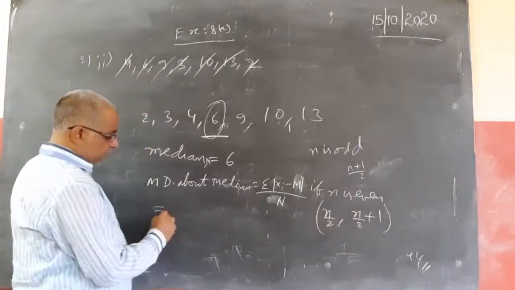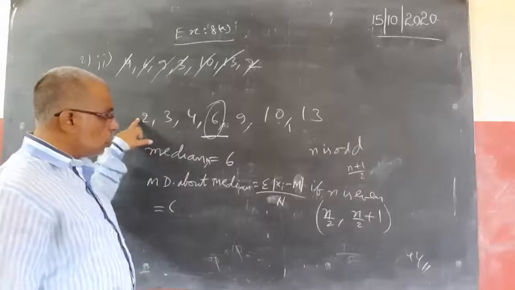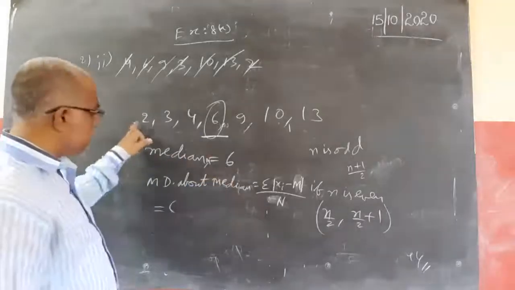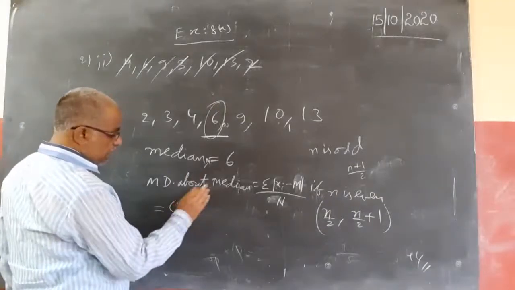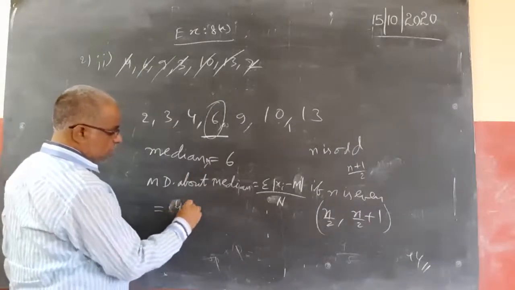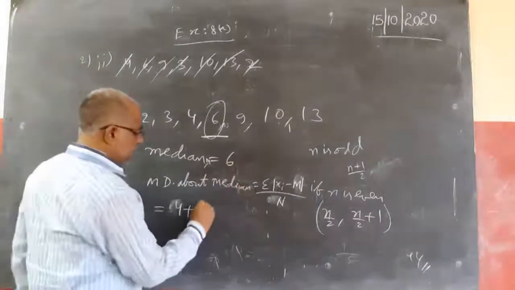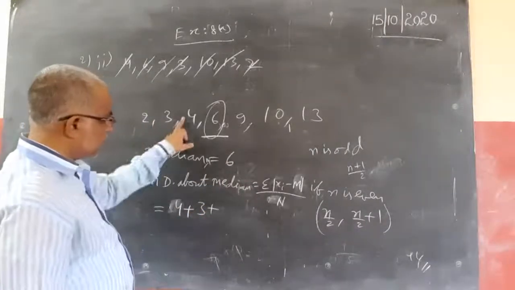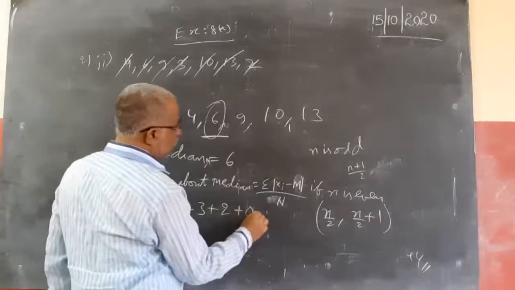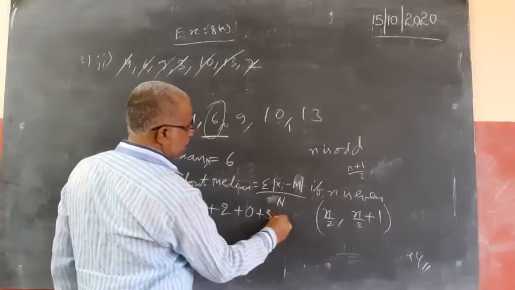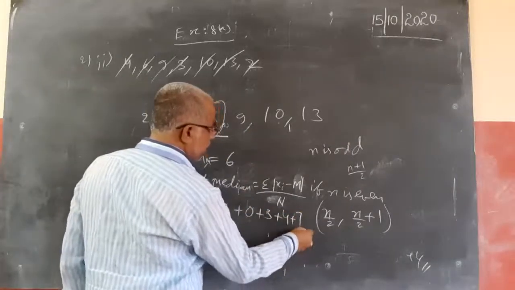So sigma of xi minus m means xi here is 2, minus m is 6. 2 minus 6 is minus 4, but modulus, as I told, is nothing but plus 4. Plus 3 minus 6 is minus 3, but modulus, same 3. 4 minus 6 is 2. Next 6 minus 6 is 0. 9 minus 6 is 3. 10 minus 6 is 4. 13 minus 6 is 7. Divided by n.